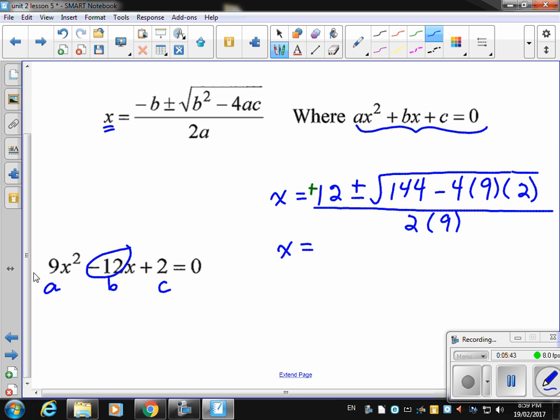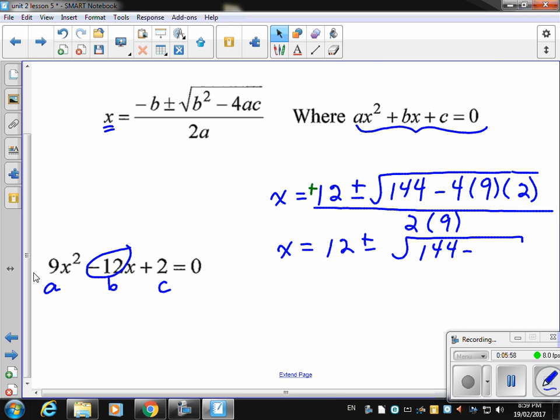All right, I have 12. Add or subtract whatever this thing is under the root sign. It's 144 subtract, see I'm doing order of operations, 4 times 9 times 2. I'm going to put the answer down for that because I would need to do this multiplication before I can subtract.